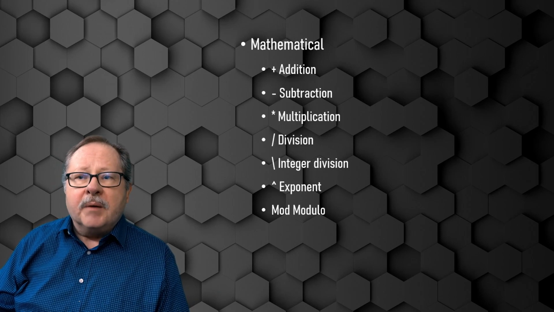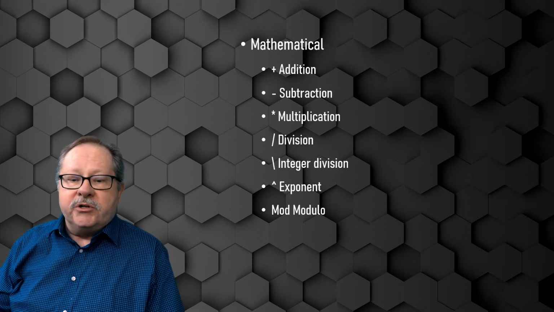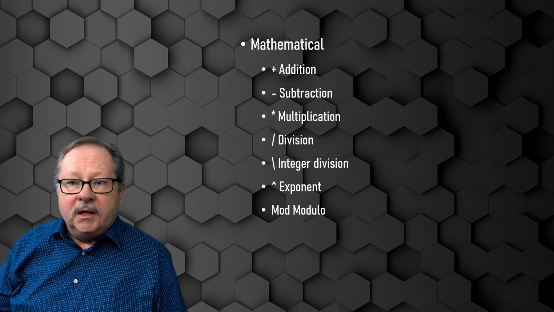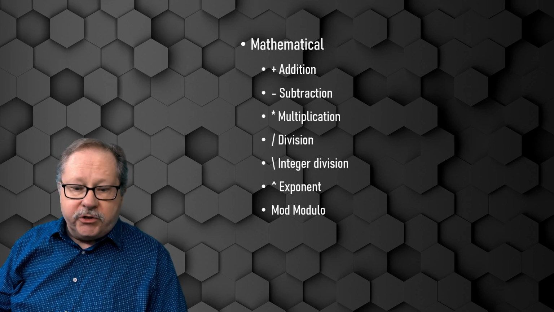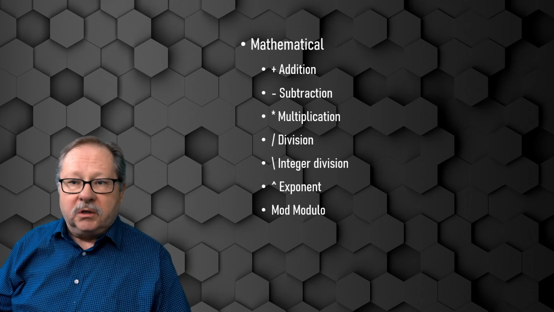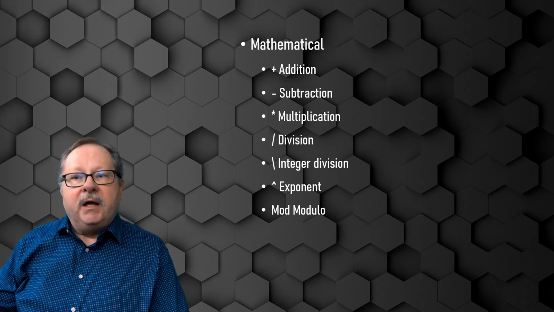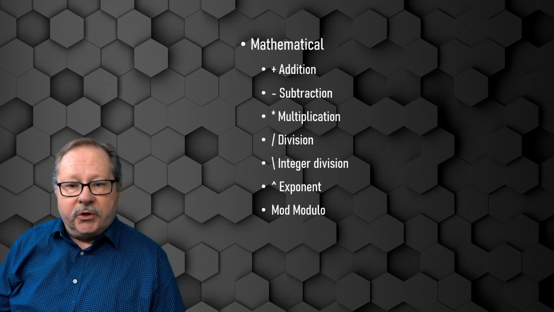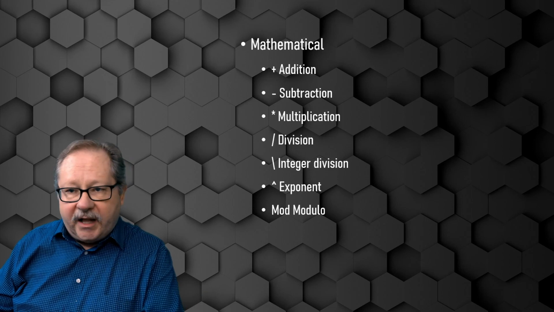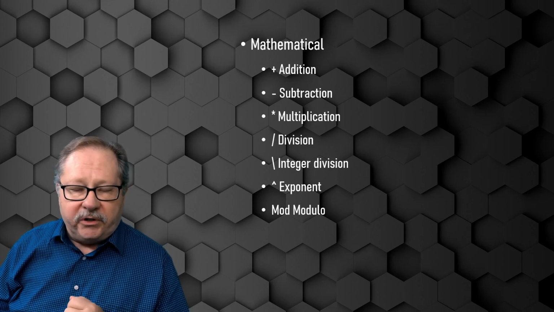But the mathematical operators are what you would suspect: addition, subtraction, multiplication, division. You have integer division, which just gives you the whole number after dividing two integers. You have exponents, and you have the modulo or mod. The mod just gives you the remainder in an integer division. So mathematical operators are pretty easy to understand. You have two values, and you add, subtract, multiply, or divide them.